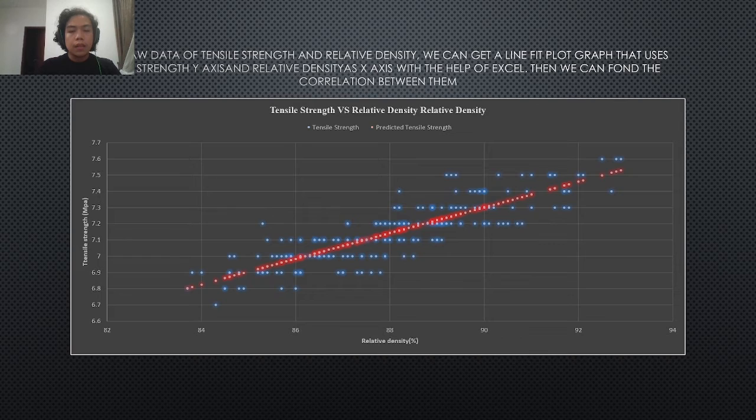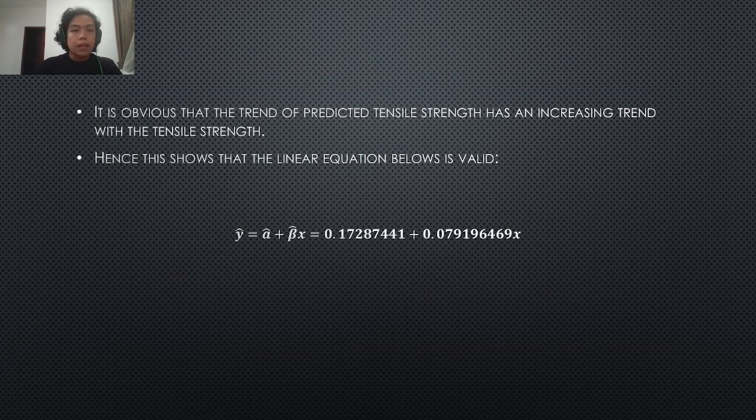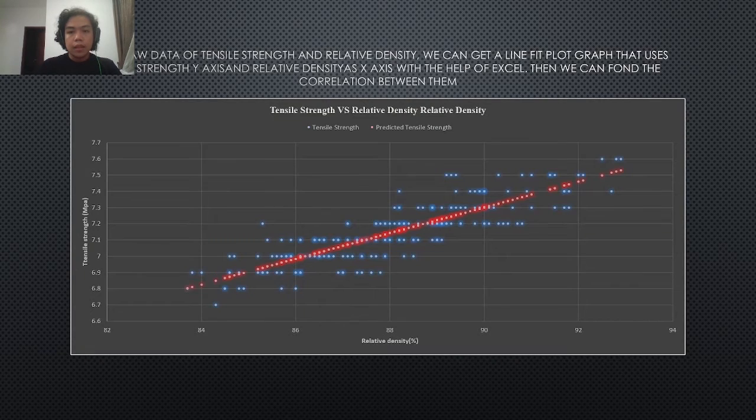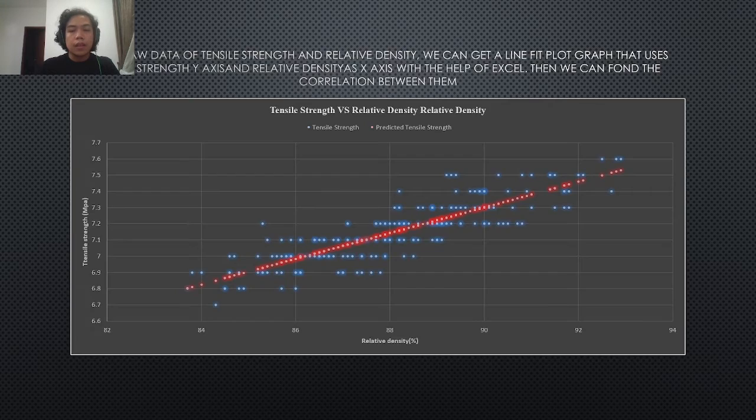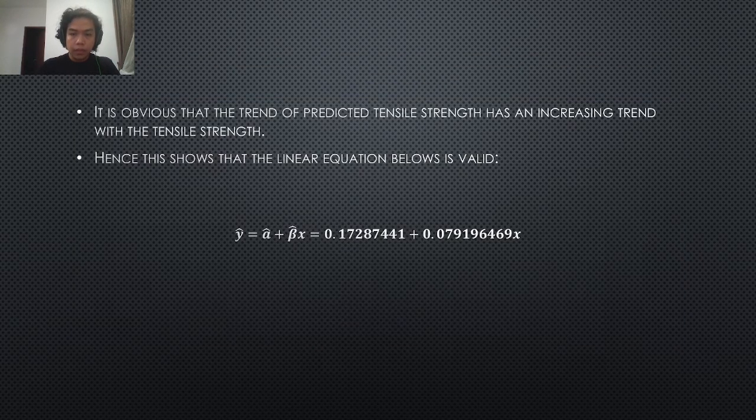The graph is tensile strength versus relative density. So next slide. From the graph, it is obvious that the trend of predicted tensile strength, which is colored red, has an increasing trend with the tensile strength, which is colored blue. Hence, this shows that the linear equation below is valid. This equation is calculated from the previous part D.